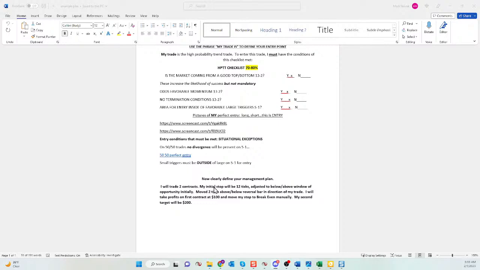If the market moves in the direction of my trade, I'll move my stop to 2 ticks above or below that reversal bar. That's my second stop movement. It's very defined, very clear. There's no room for opinion there.